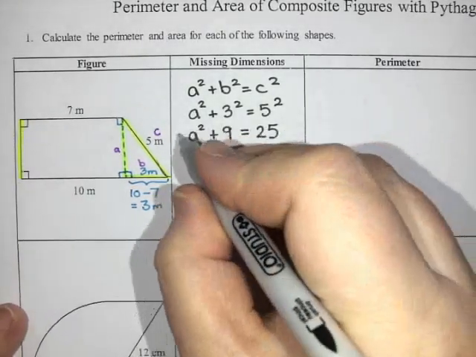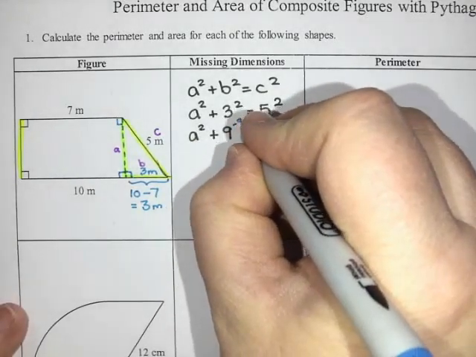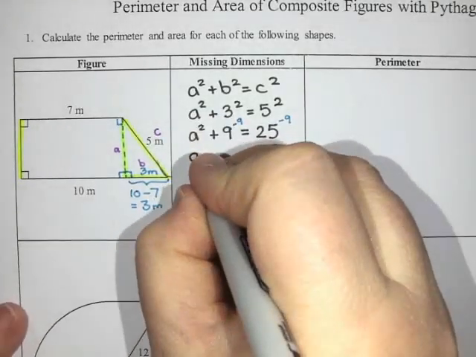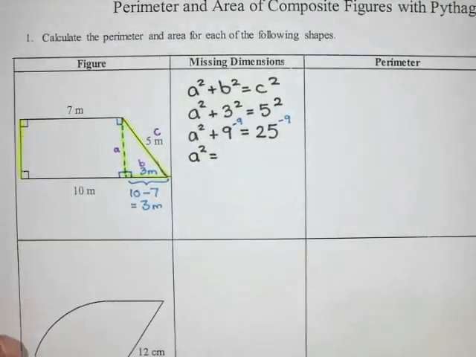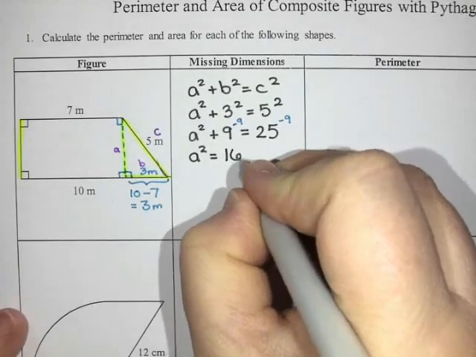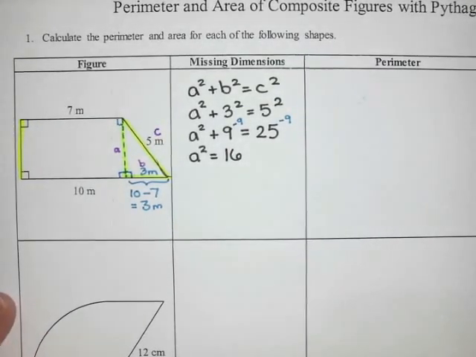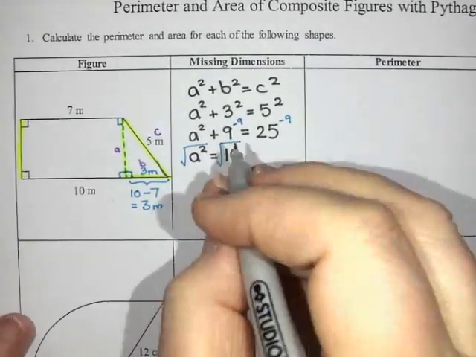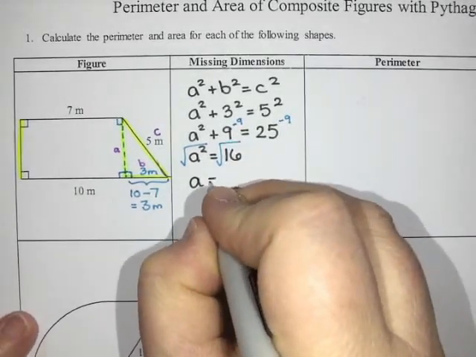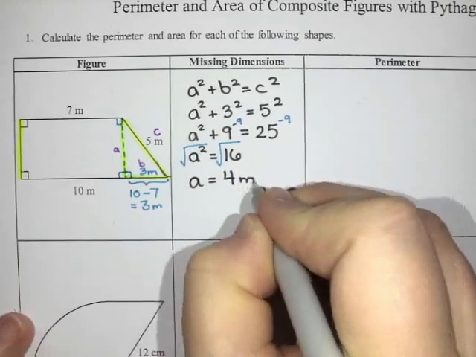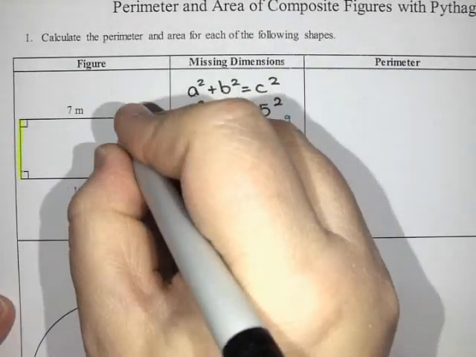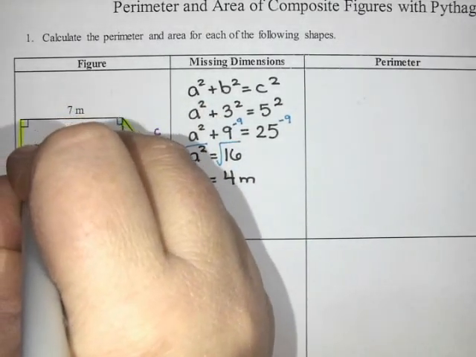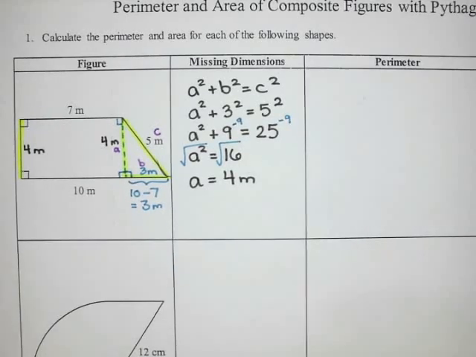I can solve for A by subtracting 9 from both sides to cancel out that plus 9. So I get A squared equals 25 take away 9 is 16. And then to cancel out that square, I do a square root of both sides. So the square root of 16 is 4 meters, which means that this distance here is 4 meters, and then this distance here is 4 meters.